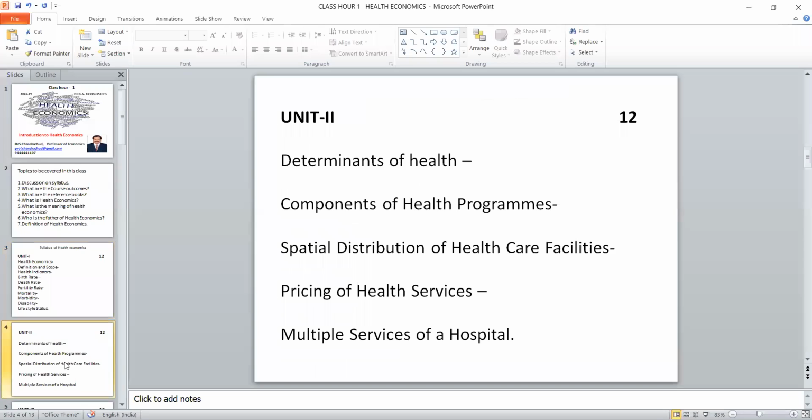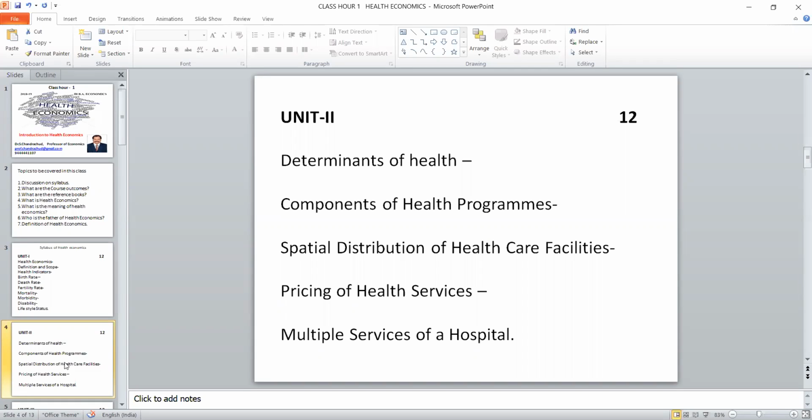Then once we know the basics of economics, we'll move to the second unit, the determinants of health, which decide the health. For that, we should know what the components are in the health programs implemented by the government or private practice. For that, we should know the determinants of health. Once we know the basics about the components and determinants, then we have to see how to distribute them. Particularly, healthcare facilities should be distributed because health for all is the objective.